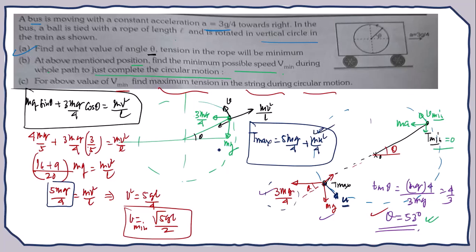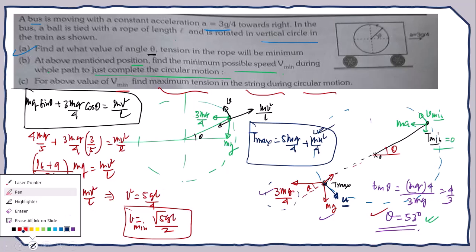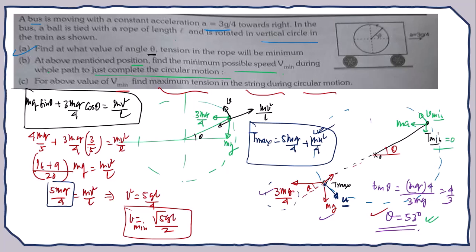In order to calculate u, you have to apply the work energy theorem between point A and point B. You have already calculated V, which is root of 5 gL by 2. So the kinetic energy at that point is known. Work is also done by the pseudo force, so you have to take that into consideration.